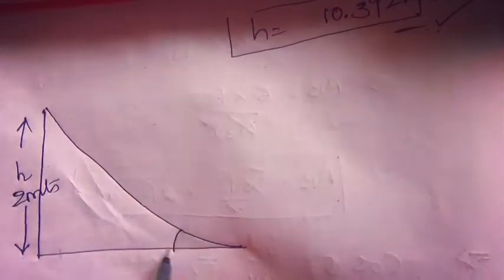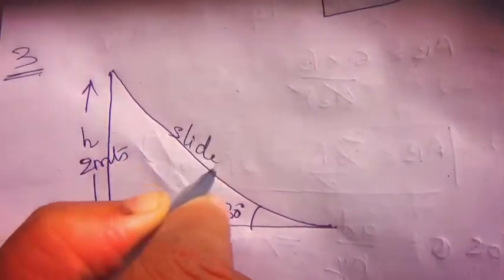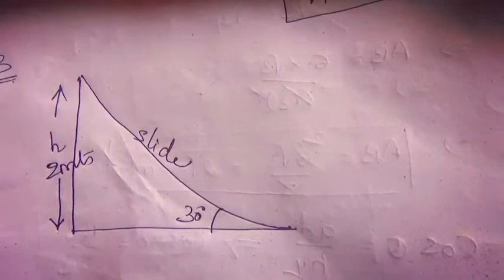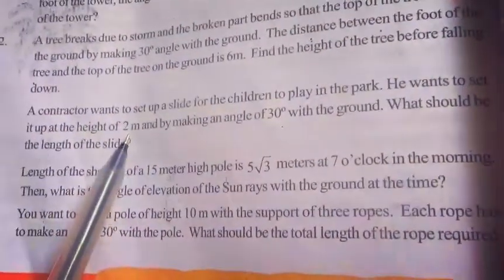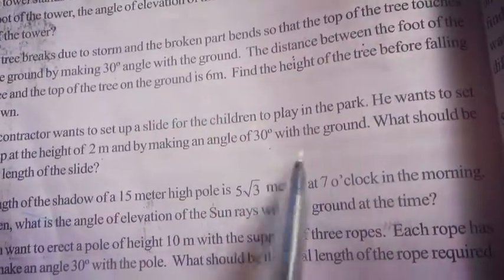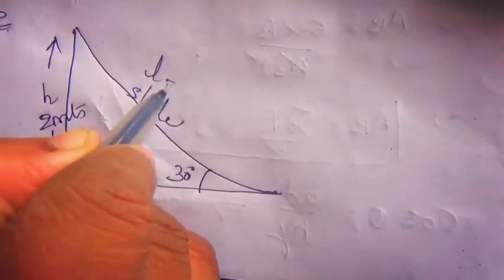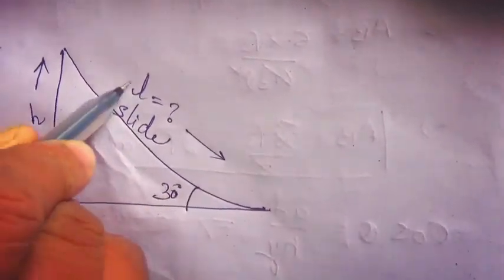Slide means like this, right? And it makes an angle of 30 degrees. It is the slide. So he wants to set it up at 2 meters height by an angle of 30 degrees with the ground. What should be the length of this slide? This length we have to find out.